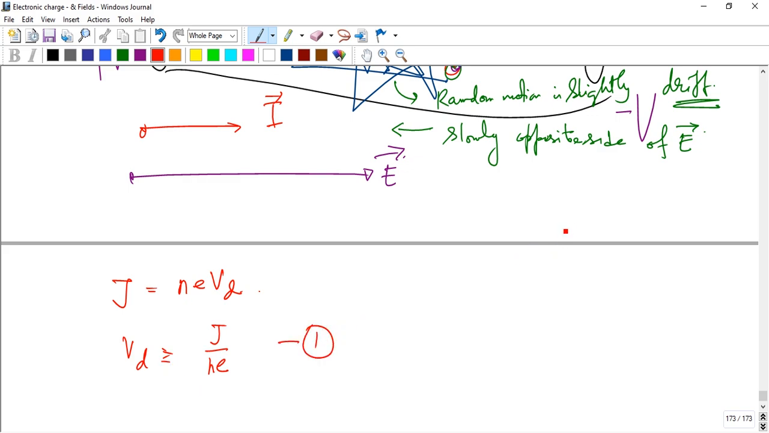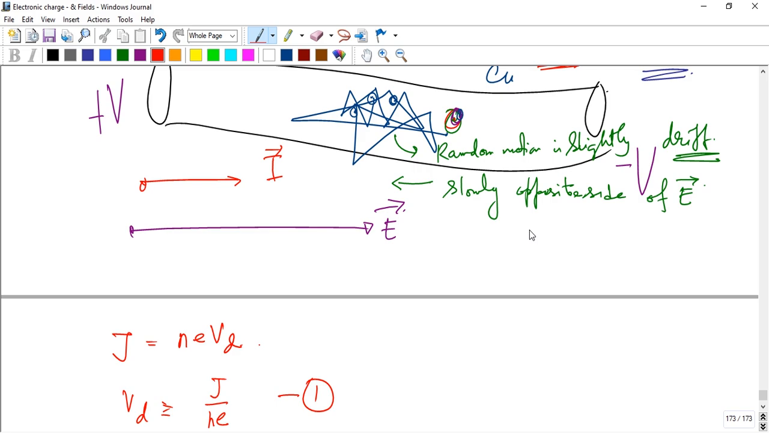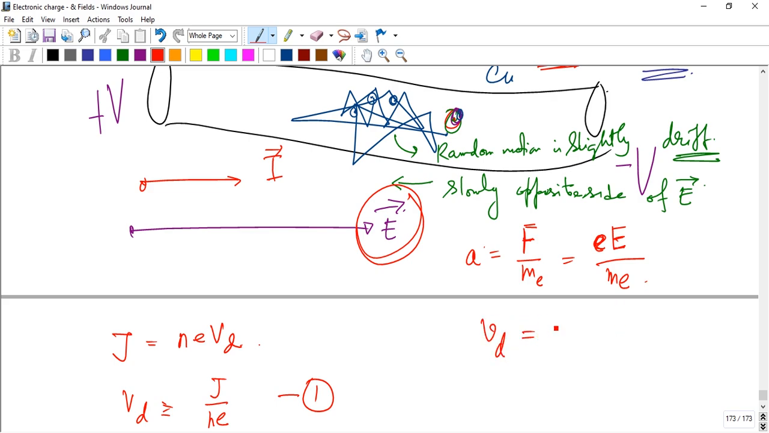And here, when electrons move, there is acceleration from Newton's second law, which is equal to force. That force is the electrostatic force divided by the mass of the electron. The electrostatic force is the charge carrier times the electric field, that is e times E, as we know from the first chapter, divided by m_e. And the drift velocity v_d is equal to acceleration times tau.